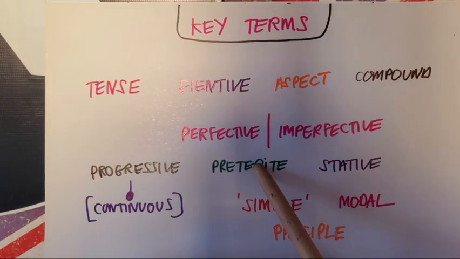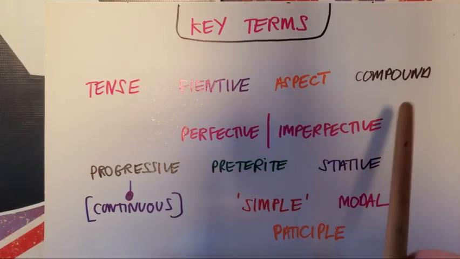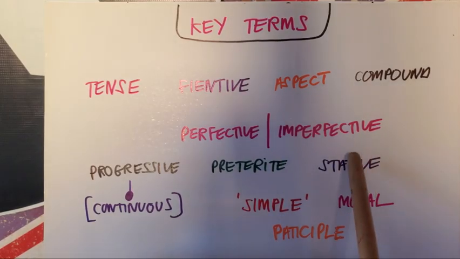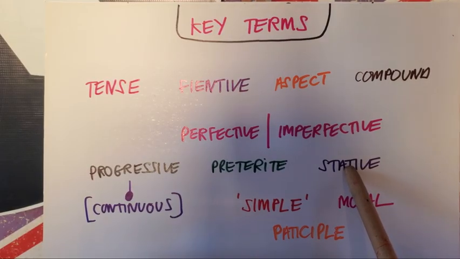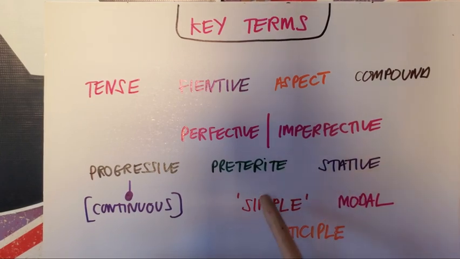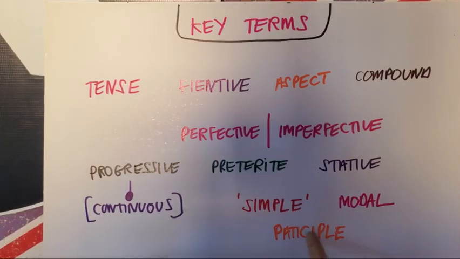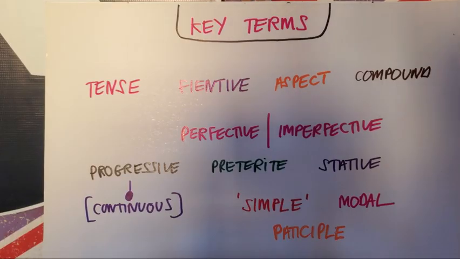Preterite means past. It's another word for past. Stative verbs, remember that? To be and to have. I have a book, and I am happy, or I am a teacher. Stative verbs. Simple. Modal. But I won't go into that too much. We'll come back to it again. Participle. I am swimming. Swimming is called the participle part, always ending in ing when it's the present participle.